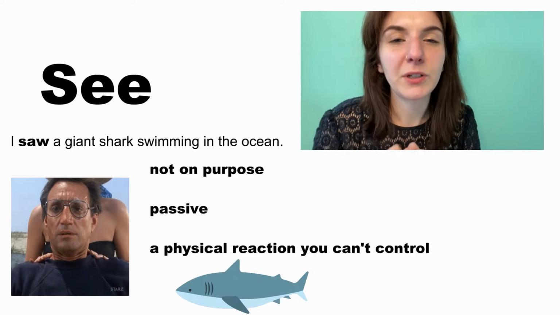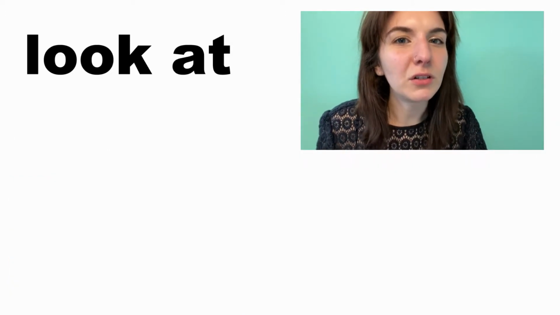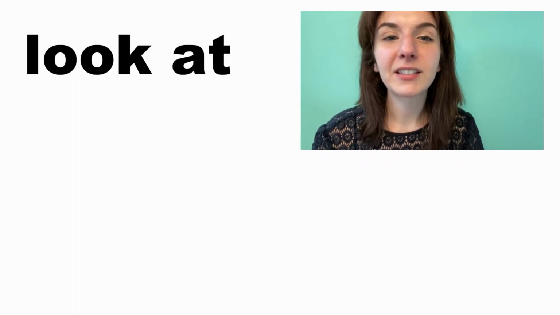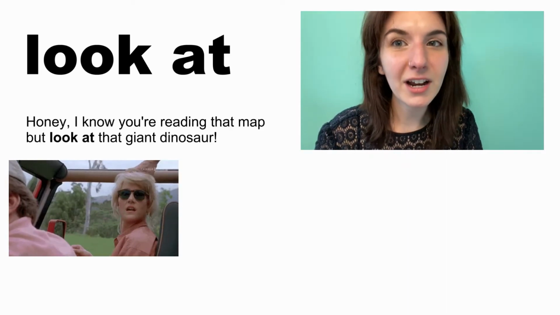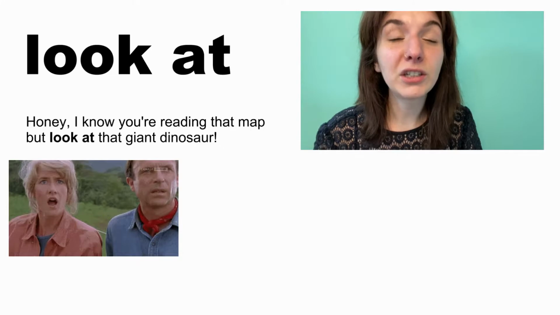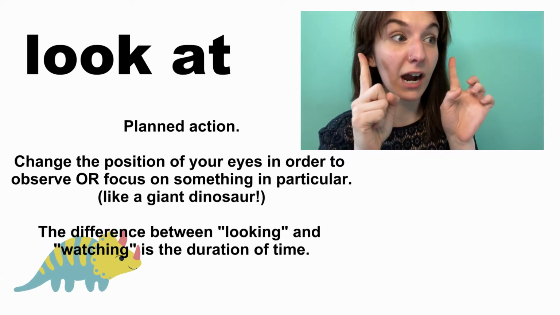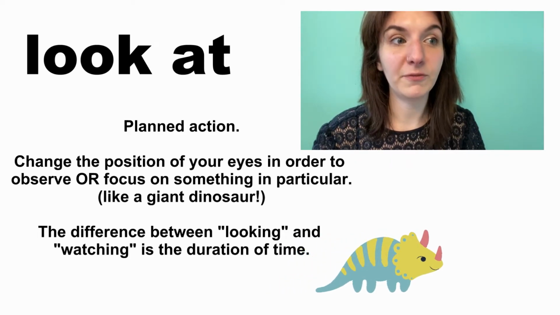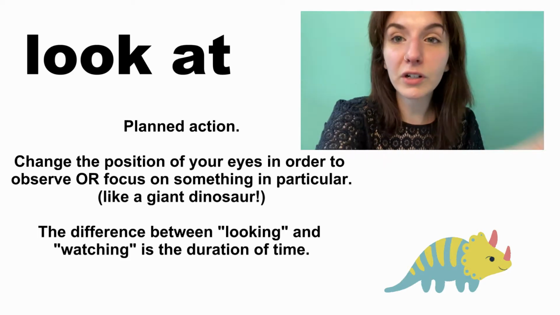Okay, Gabby, that's great. I understand the difference between watch and see, but what about look at? When do I use look at, and what is the difference between look at, see, and watch? Let's take a look at this example sentence here. "Honey, I know you're reading that map, but look at that giant dinosaur." So looking at something is also, okay, 90% of the time it's a planned action. It's the decision to move your eyes from one direction to somewhere else, for some purpose, to either gather information or because somebody has told you to look there.